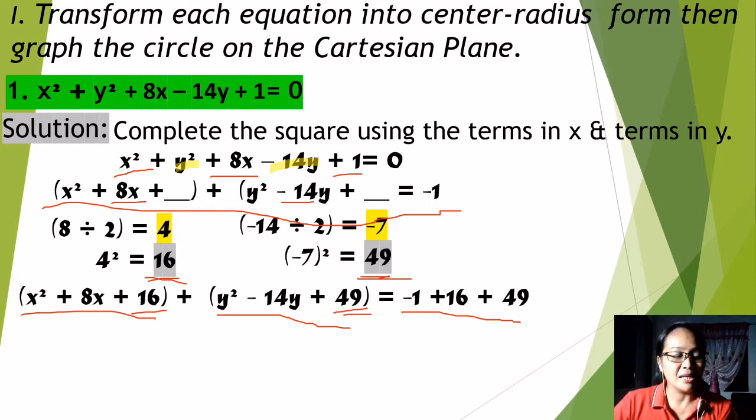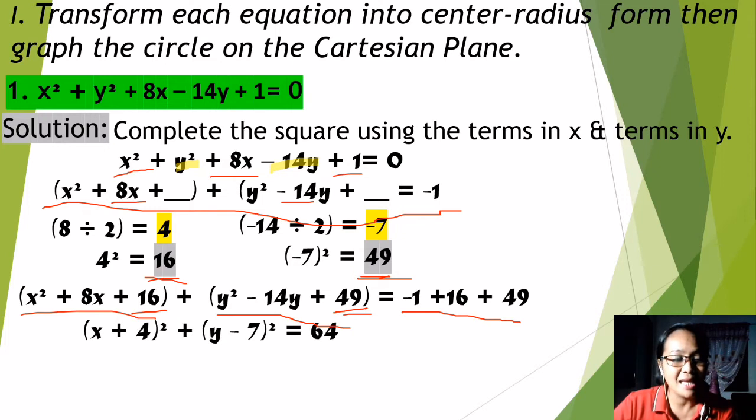So, paano natin ifa-factor itong x? Una, kopyahin lang si x, and then, yung number nung nag-divide tayo, yun ang number na kasama ng x. Okay? So, x plus 4. Bakit plus ang ginamit natin? Kasi positive yun. And then, exponent na 2 outside the parentheses. Plus, of course, y ang variable natin dito. So, we have y minus 7.